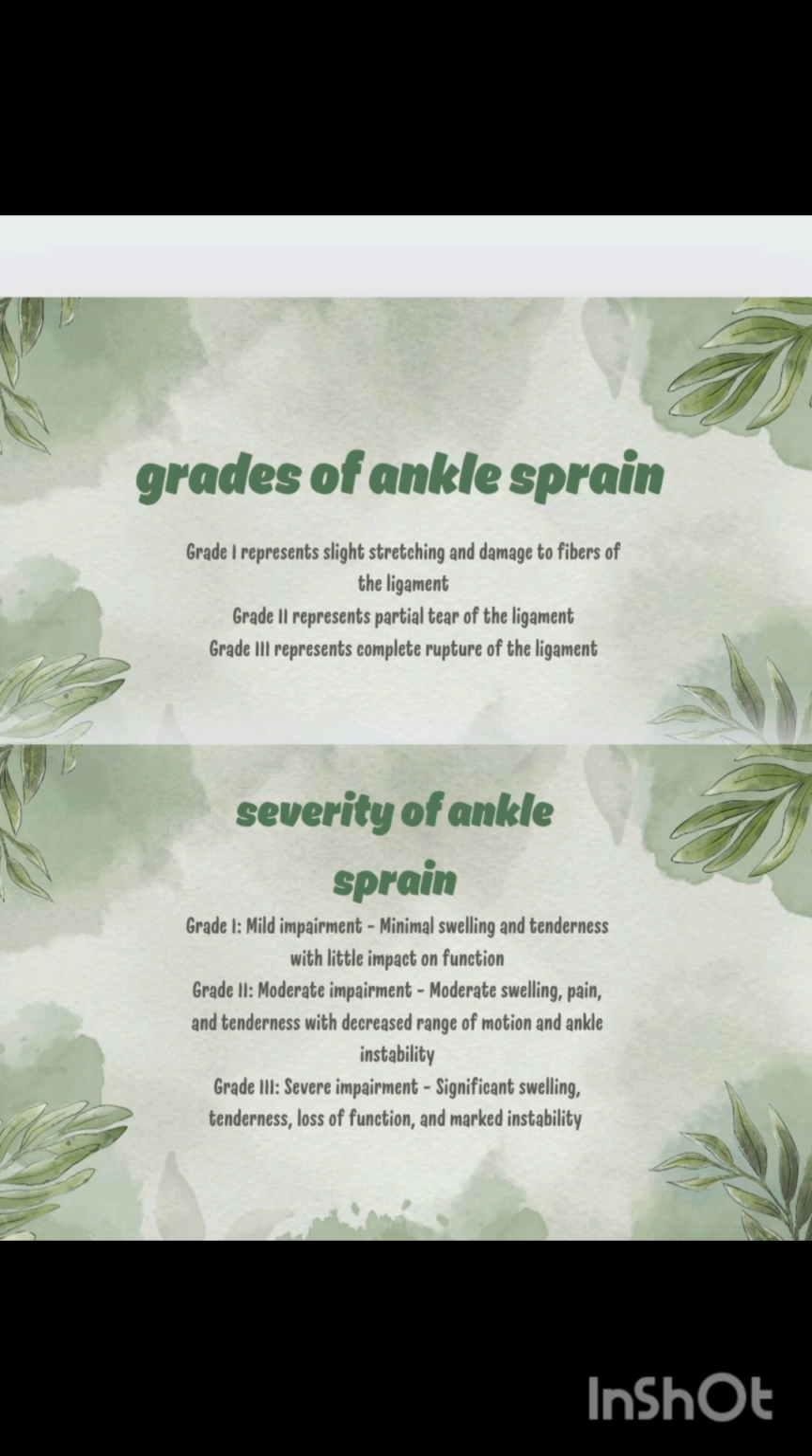Next is the severity of an ankle sprain. In grade 1, there will be mild impairment, minimal swelling and tenderness with little impact on function. Next is grade 2, moderate impairment, with moderate swelling, pain and tenderness, with decreased range of motion and a little ankle instability. In grade 3, there is severe impairment with significant swelling, tenderness and loss of function, and marked instability.